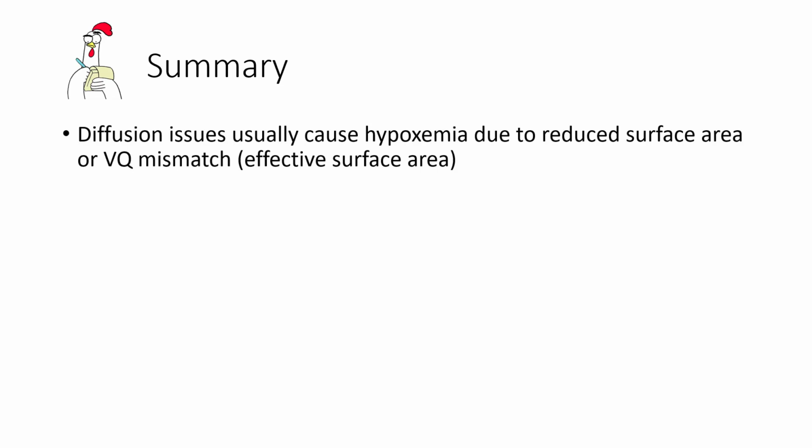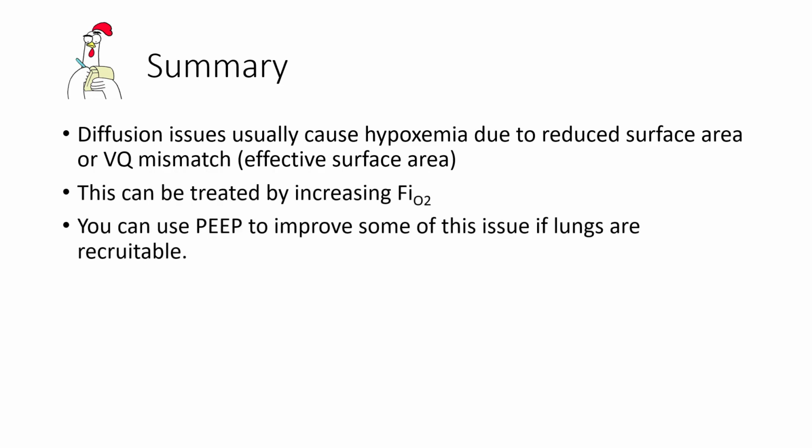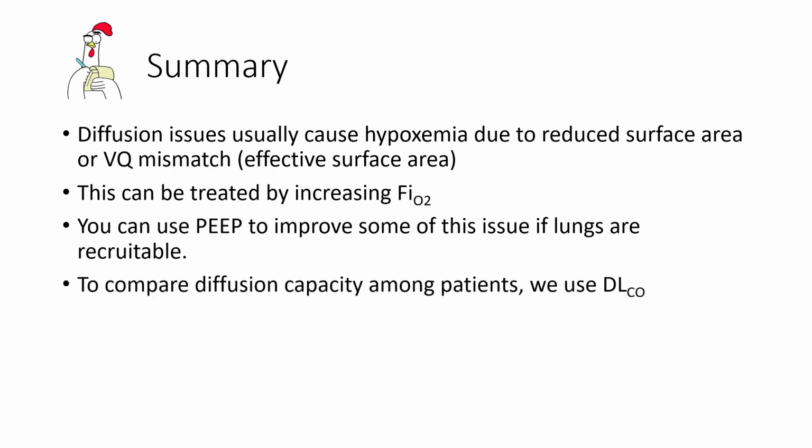So in summary, diffusion issues usually cause hypoxemia due to reduced surface area or VQ mismatch, and this can be treated by increasing your FiO2. And you can use PEEP to improve some of the issues if the lungs are recruitable. And to compare the diffusion capacity among patients, we use diffusion capacity of carbon monoxide.